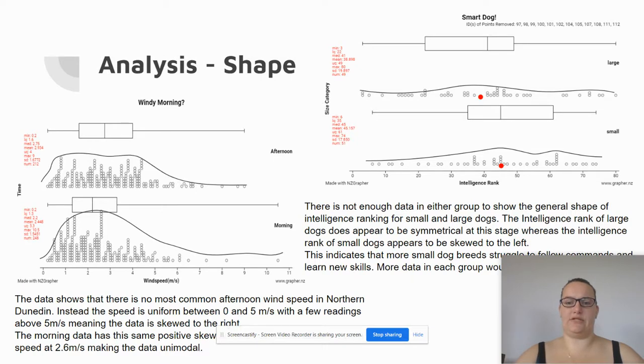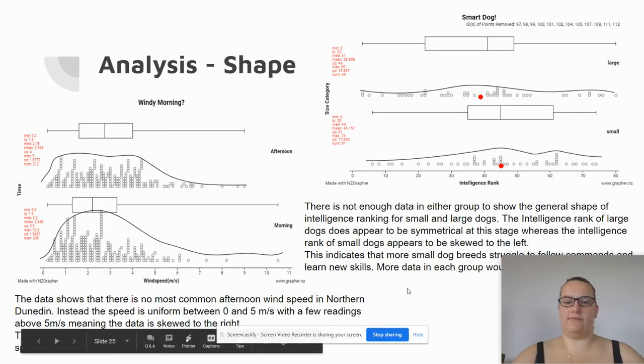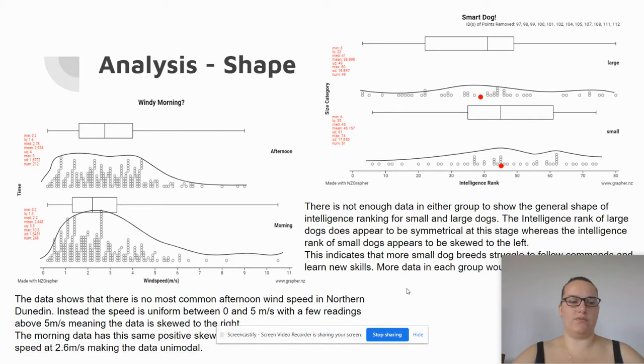We can, however, put these into sentences, and you'll have access to these slides, so you'll be able to see exactly how to write about these. But it's mostly showing that for our windy morning, the data shows that there is no most common afternoon wind speed in northern Dunedin. Instead, the speed is uniform between 0 and 5 meters per second, with a few readings above 5 meters per second, meaning the data is skewed to the right. The morning data has the same positive skew, but we can see that there is one highest peak at 2.6 meters per second, making the data unimodal.